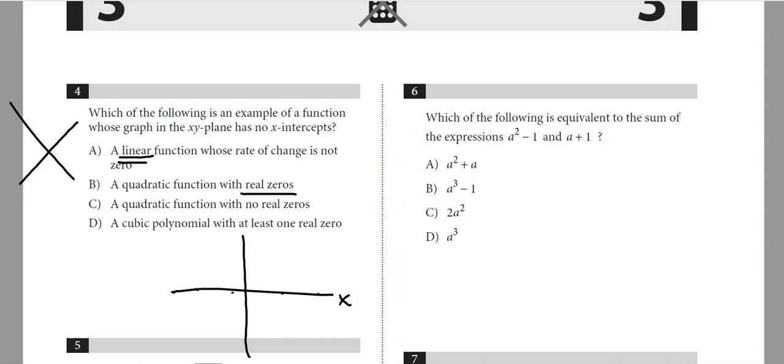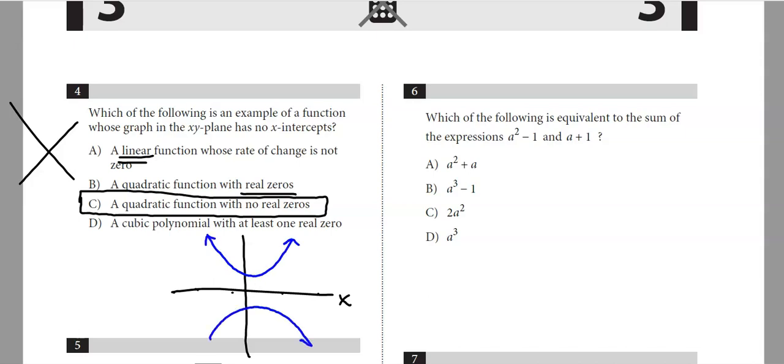Now this one right here is pretty interesting because a quadratic with no real zeros, so that means it has imaginary roots. And that basically is, a quadratic is like a parabola. So we're looking at something like this or something like this. Neither of those cross the x-axis, so they're going to have no real zeros. Correct answer there is C.